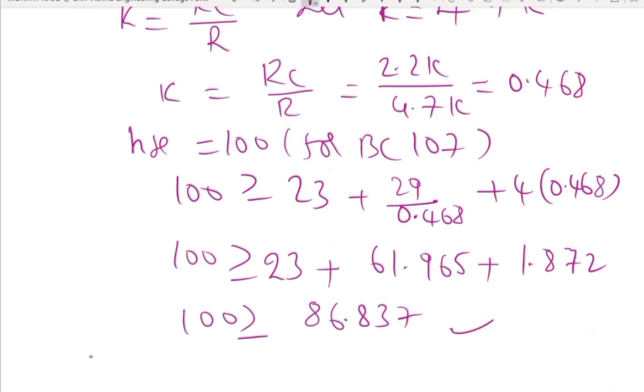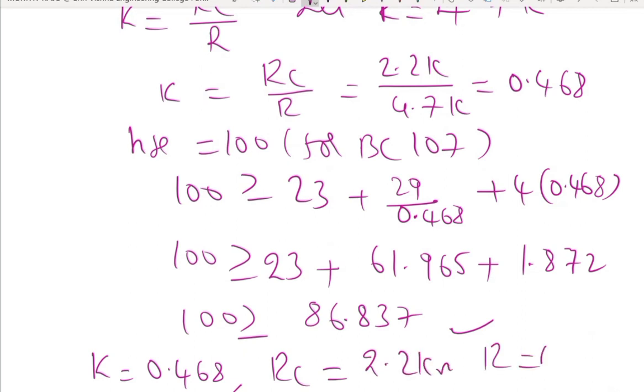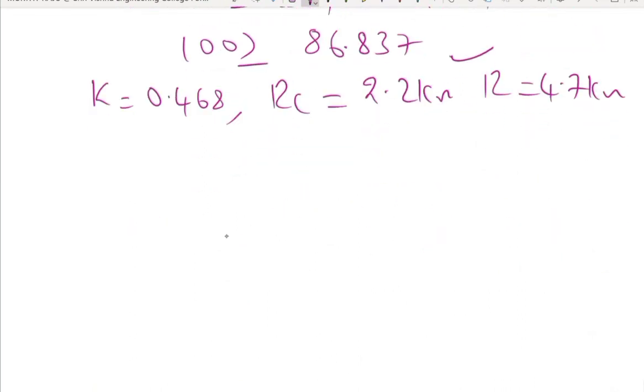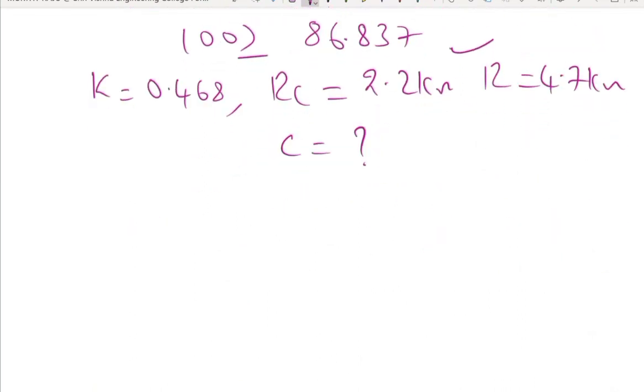Therefore, once that condition is satisfied, K value is 0.468. RC value is 2.2 kilo ohms. R value is 4.7 kilo ohms. One more element to find out now, that is C. F value is given in the aim: to design and set up a transistor RC phase shift oscillator for a frequency of 1 kHz. F is 1 kHz.